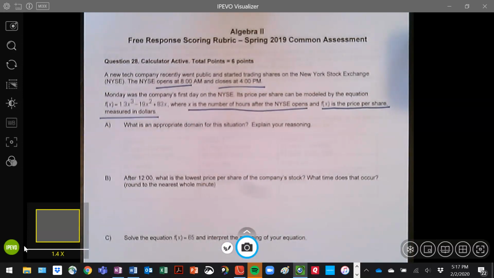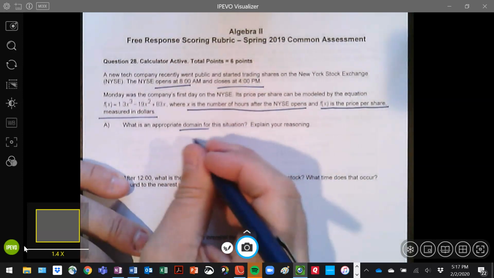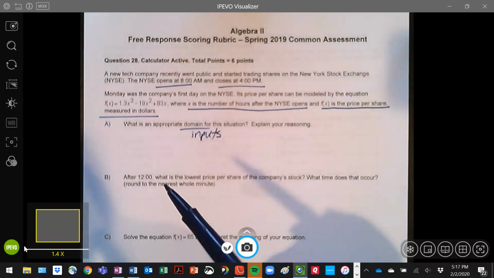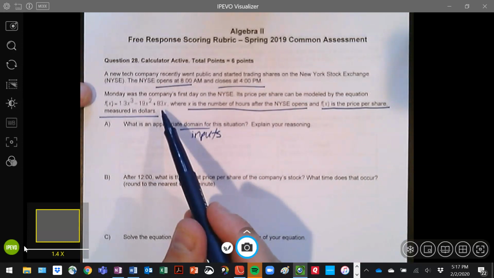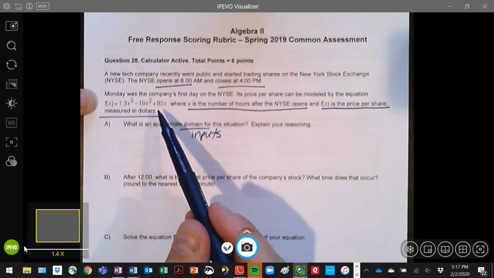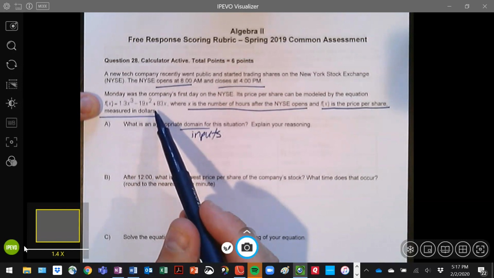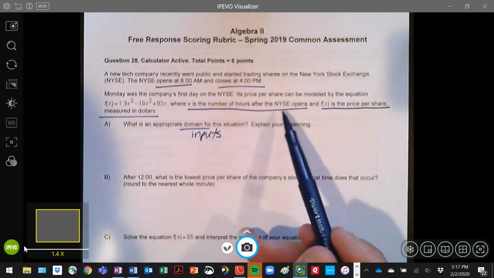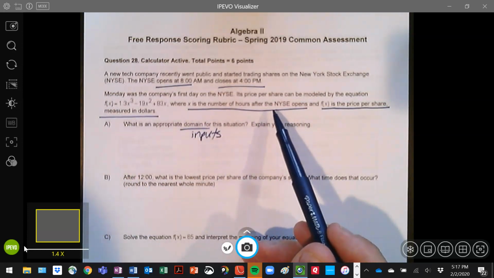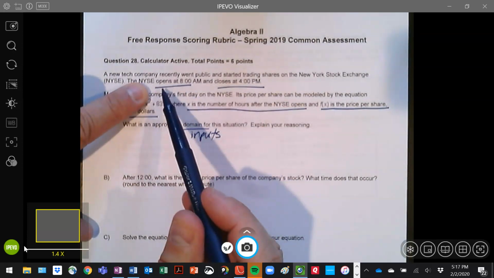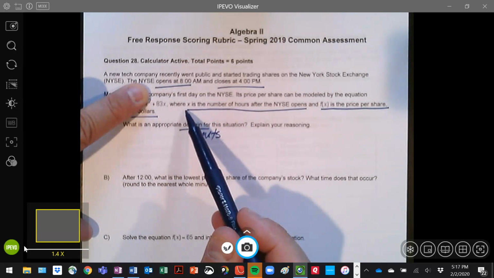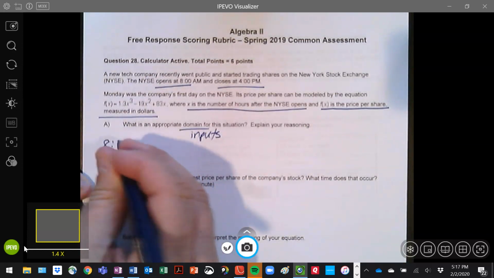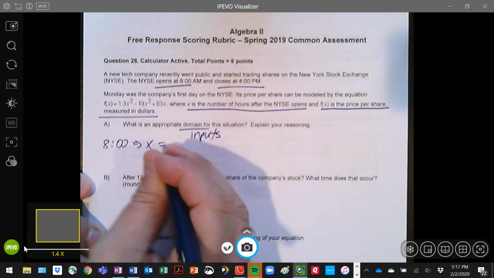Part A, what is an appropriate domain? The domain is all your possible inputs. Now, I want to be careful about this. You've got this function, f of x, and that function represents the price per share, where x is the number of hours since the New York Stock Exchange opens. The New York Stock Exchange opens at 8 a.m., but in terms of my x value, x is the number of hours since it opens. So at 8 a.m., x is equal to 0.